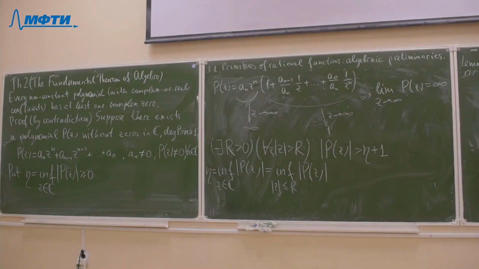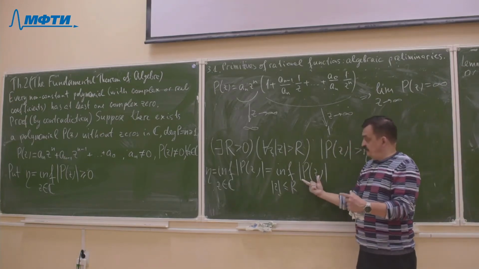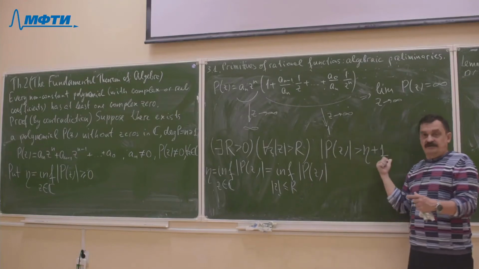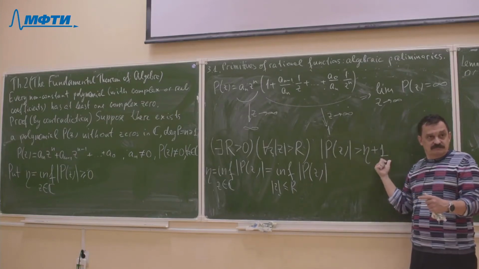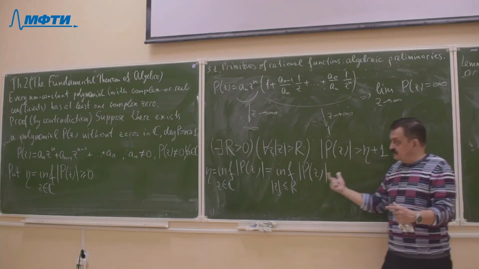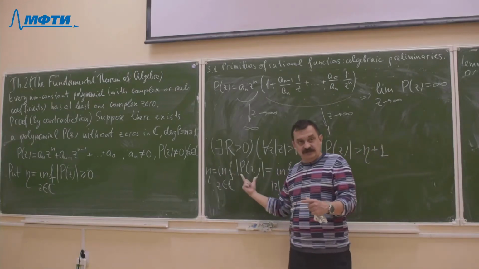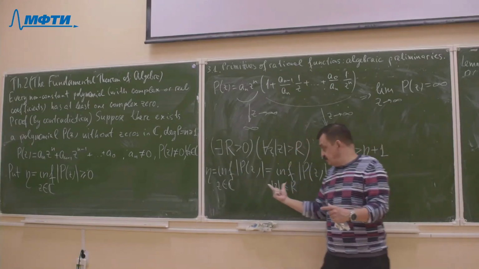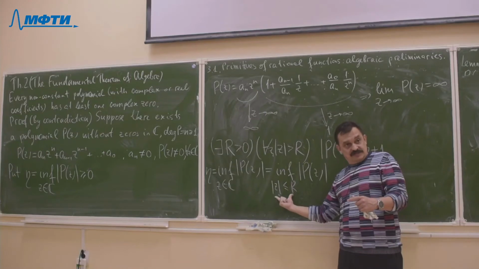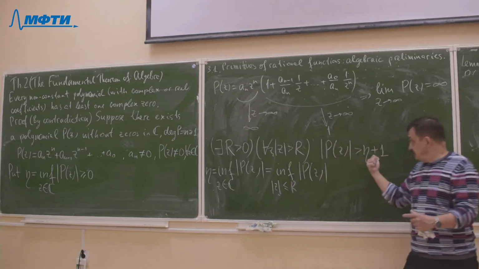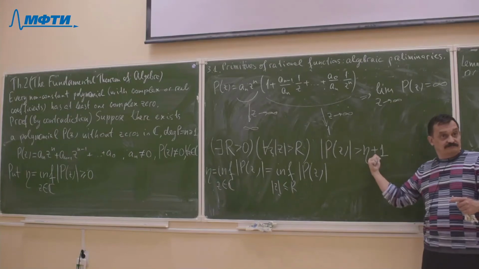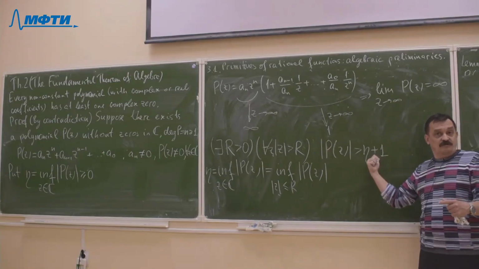So, look, what I know. If modulus z is greater than r, then for sure this number is greater than eta plus 1, right? So it means that the infimum, which is equal to eta, is attained somewhere for modulus z less or equal than r, because for other z it will be essentially greater. By properties of infimum, it's clear.